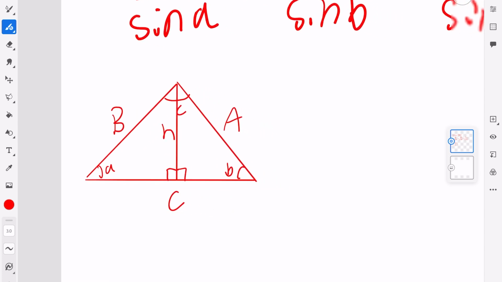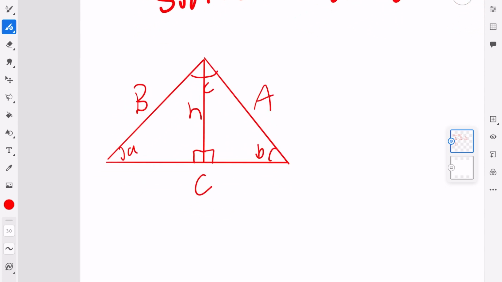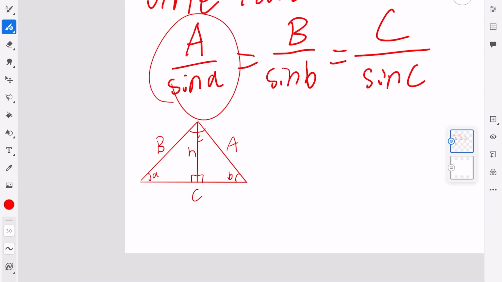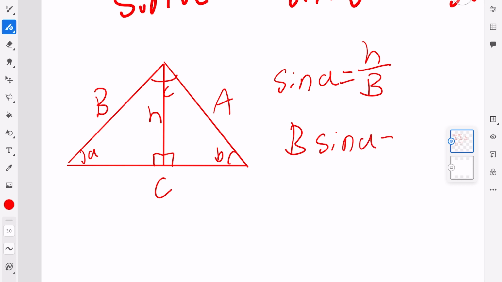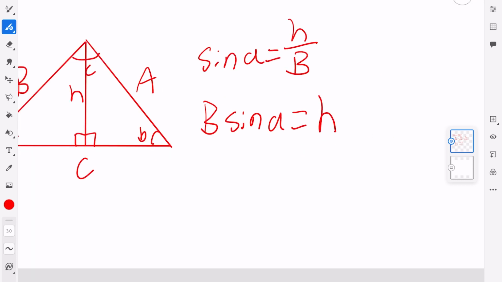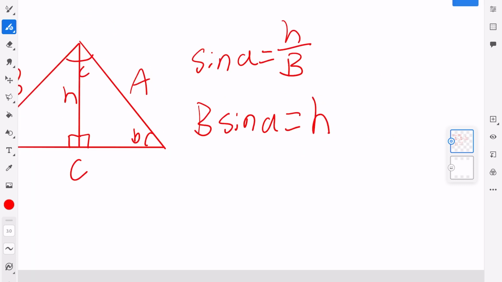So let's just do sine, I don't know, A first. So sine A equals H over B. And we want to get rid of the denominator. So let's do B sine A equals H. So we want to find something else that equals H.